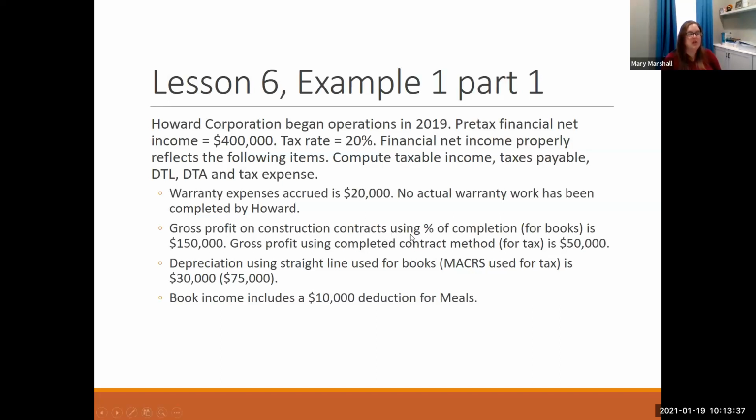Gross profit on construction contracts using percentage of completion for books was $150,000. But using the completed contract method, which we have to use for tax, is only $50,000. So there's a $100,000 difference there. Depreciation, books was 30, MACRS was 75. So we have a difference there. And then we have a difference of 10,000.